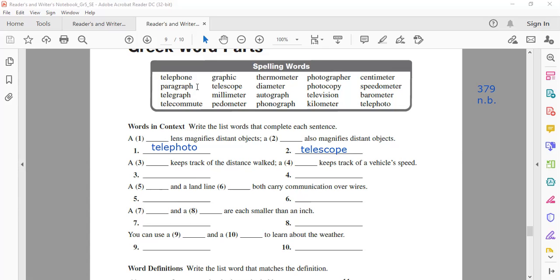Telephone, paragraph, telegraph, telecommute, graphic, telescope, millimeter, pedometer, thermometer, and then diameter, autograph, phonograph, photographer, photocopy, television, kilometer, centimeter, speedometer, barometer, and telephoto. We have telephoto and telescope done.